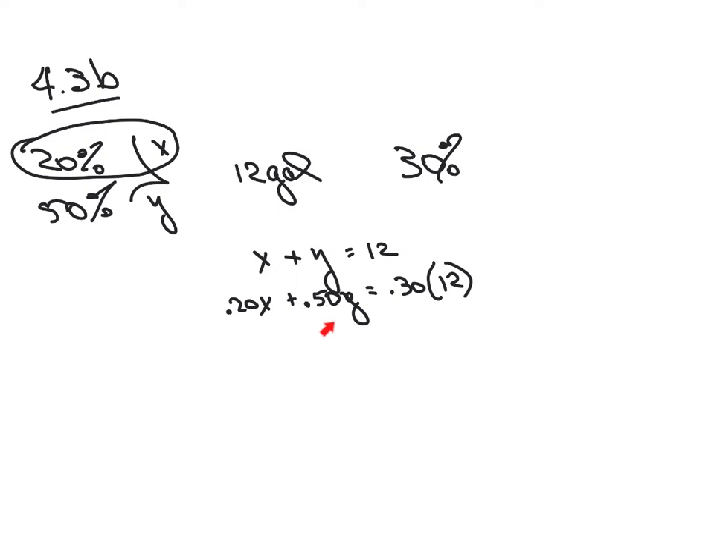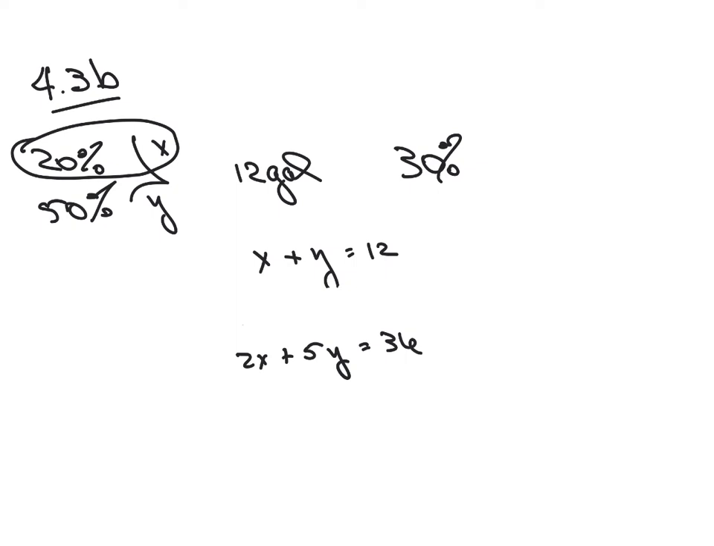So we're going to do the same thing we did before. Let's go ahead and move our decimals to, instead of leaving it here, let's change this to 3.6. Go ahead and multiply that out. 12 times 0.3. Now we're going to move the decimal 1 here, 1 here, and 1 here. So that gives me 2x plus 5y equals 36. So let's go ahead and erase that. We don't need it anymore.